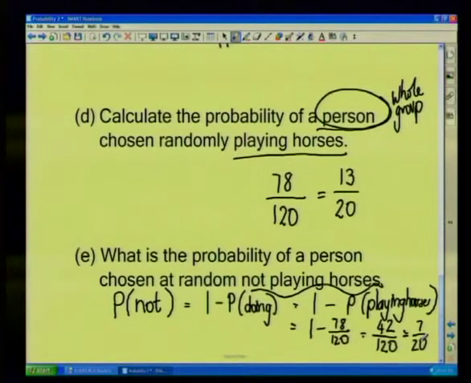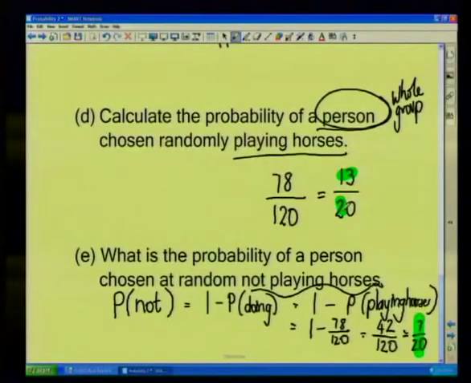What you will notice very clearly is that this plus that will end up being one whole. So 13 out of 20 and 7 out of 20 will add up to be 20 out of 20, which means that that will be the whole group of people. And that is another way of checking that you've actually done the correct answer. Because obviously, if I've got 120 people, the people that weren't playing the horses and the people that were playing the horses should add up to be your whole group, because those were the only two options they had.